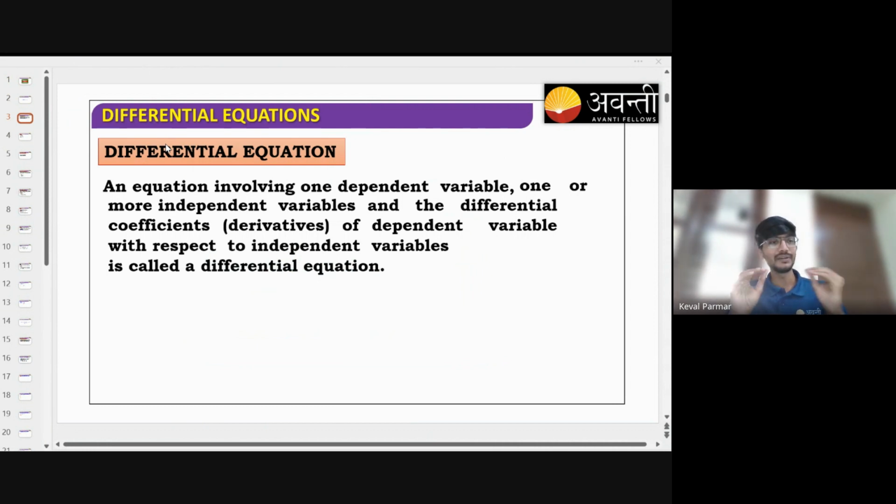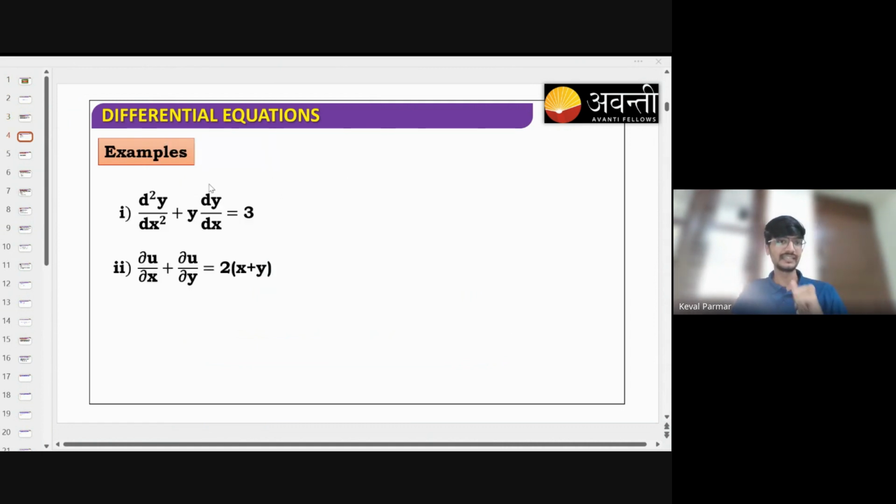Just like in a trigonometric equation we see the trigonometric ratios sine, cos, tan, cosec, sec, cot, in a differential equation we'll be seeing dy by dx, d2y by dx square, and so on. That is the differential coefficient. Suppose these are the examples: d2y by dx plus y dy by dx equals 3. And the second example is an interesting one.